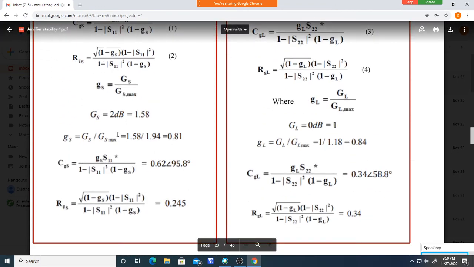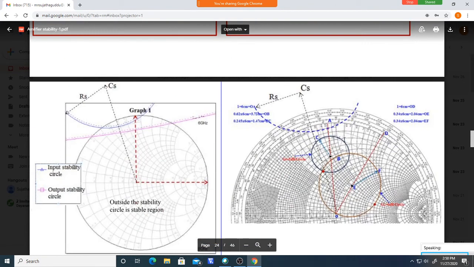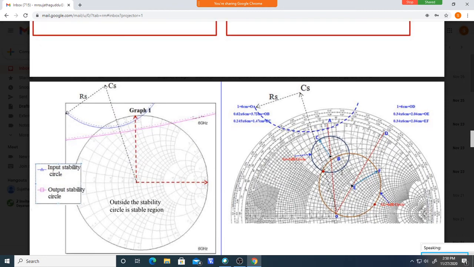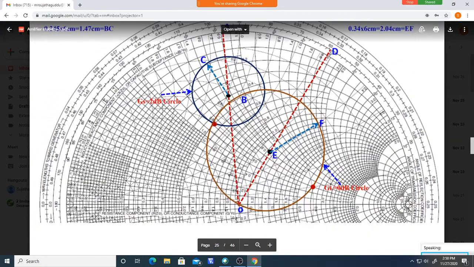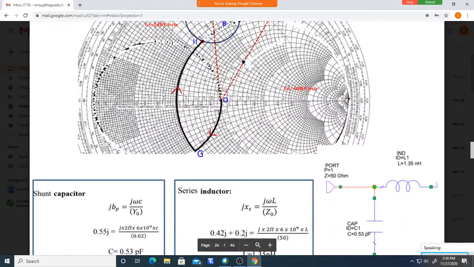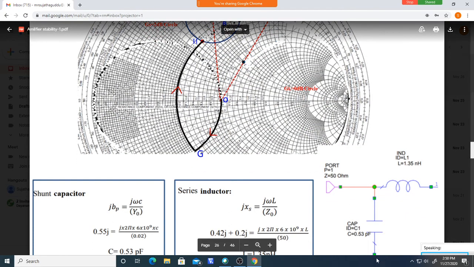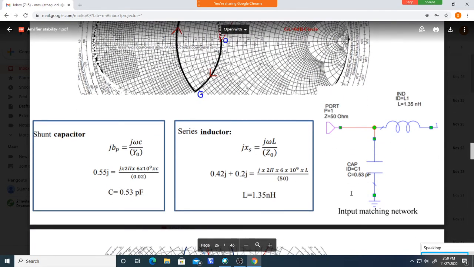See, using this we draw this circle. So from this circle what we can come to know, all these are stable, you can use any one value. So we have taken this point. For now you should design impedance matching. So we took this point and we designed like this. So that is the input matching network we obtained.